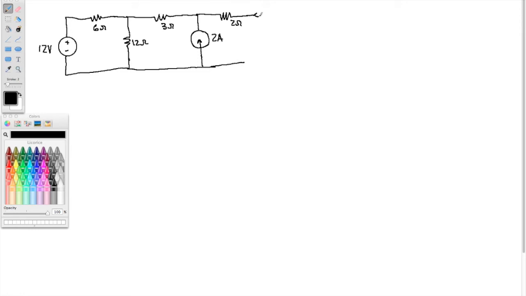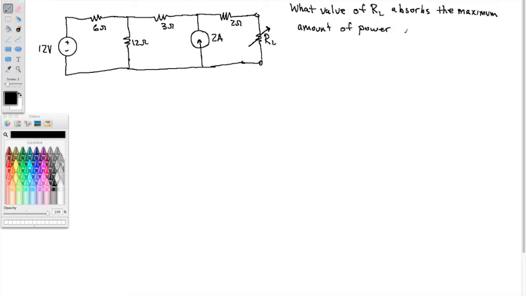Okay, and here are the output terminals. And we're going to connect a load resistor here, and we'll draw another arrow through that to show that it's a variable load resistor. And the question is, what value of RL absorbs the most power? We'll say the maximum amount of power possible. And we'll also ask how much power is that?